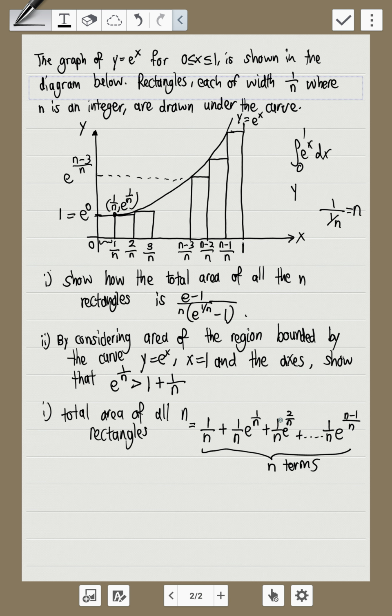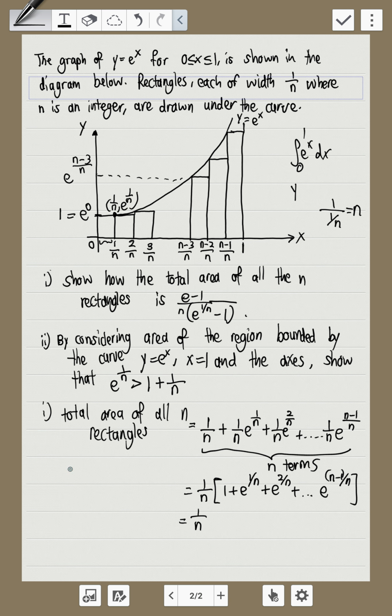Since every term has a 1 over n, I could just factorize it out. So I have 1 over n times 1 plus e^(1/n) plus e^(2/n) plus so on and so forth, up to e^((n-1)/n). Correct? So we have n terms over here. So what kind of series is this?